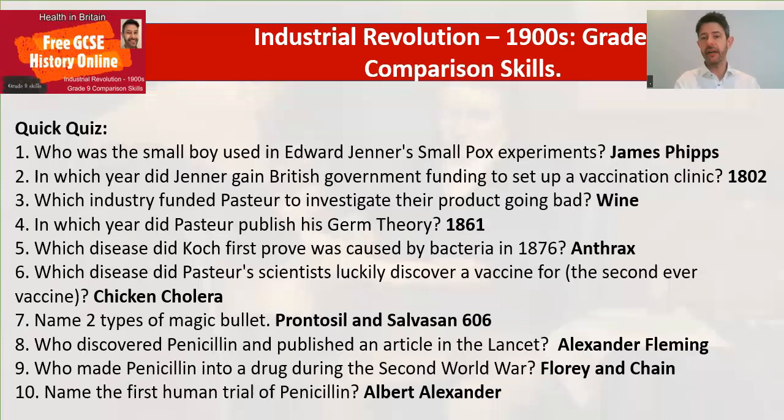So going into the 1900s now, drugs that could kill particular diseases. Who discovered penicillin and published an article in the Lancet magazine? Alexander Fleming. Then who did the legwork? The main people who did all the hard work were Florey and Chain, turning that into a drug that could be used during the Second World War, and the first human trial of penicillin was on Albert Alexander. So hopefully you've managed to revise your knowledge successfully. You've got lots of ideas to help you compare for our grade 9 skills next.